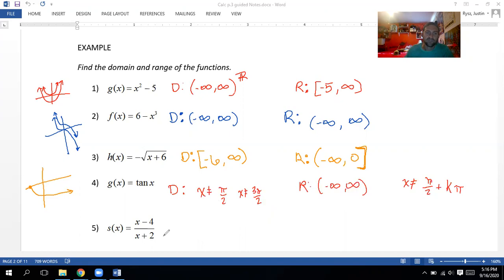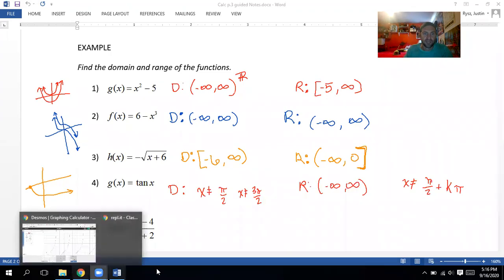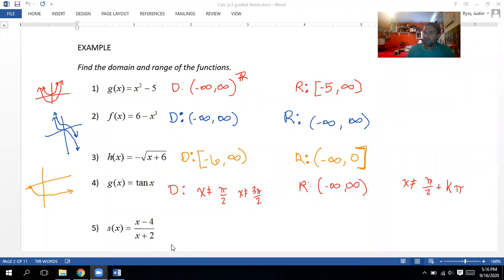All right, last one here. This one, we're going to use the graphing calculator. It should be easier. So let's look at it. We got x divided by 4 and x plus 2. You know what, guys? We're going to try to do this in our head, and then we'll verify it on a graphing calculator, because we are smart people.